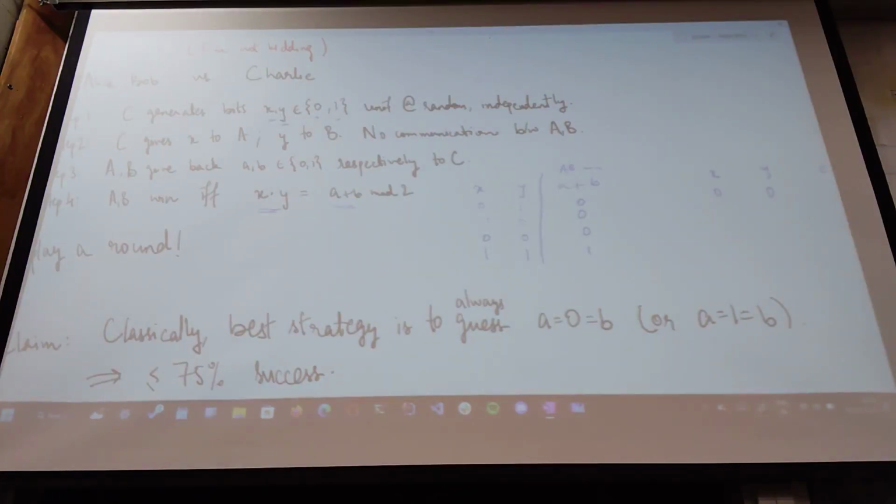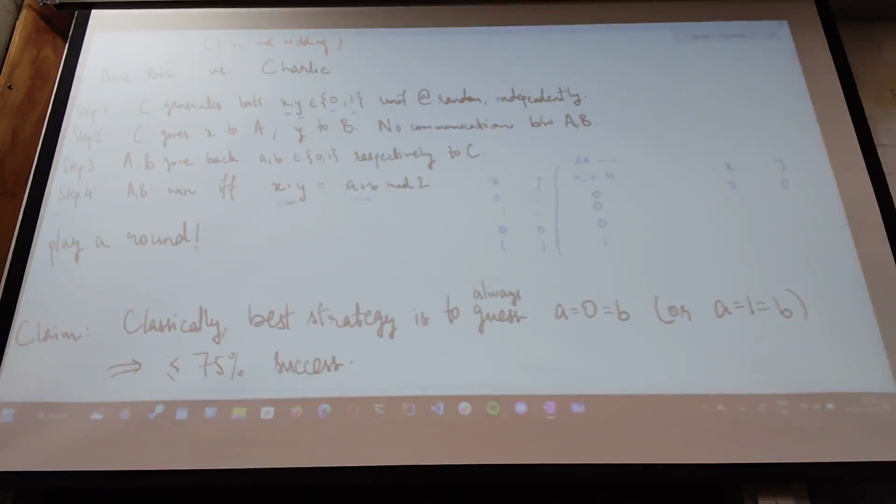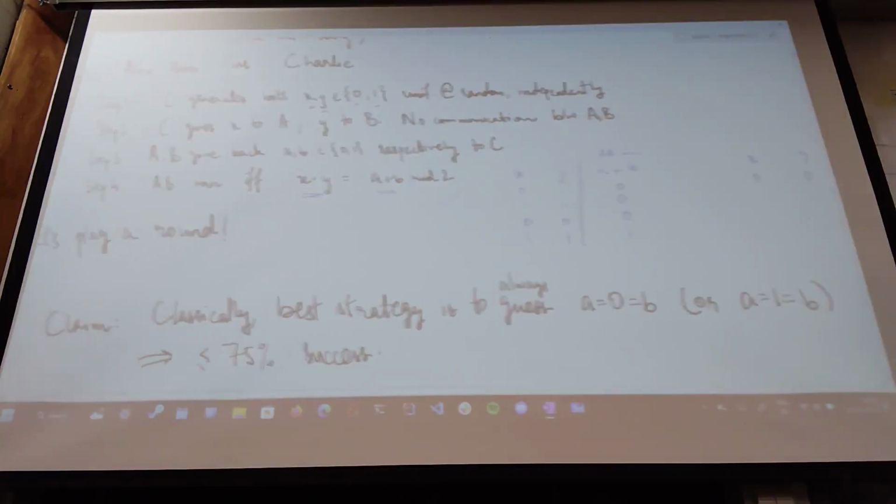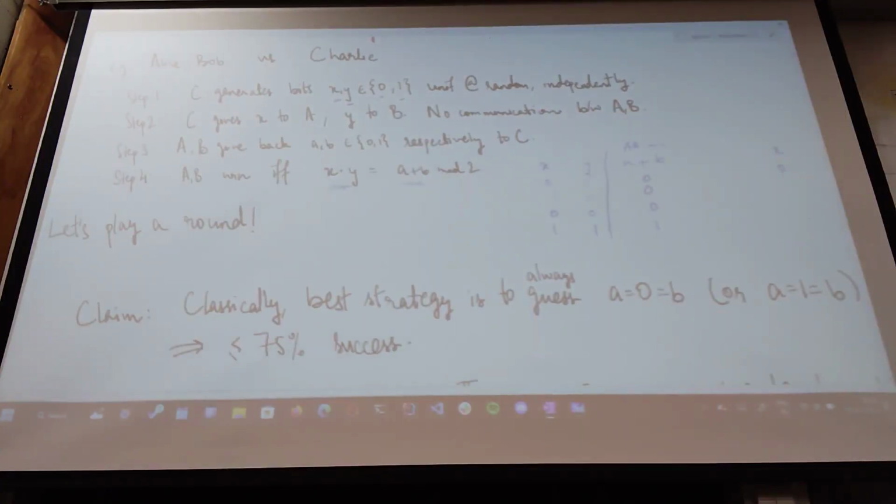And I'm Charlie, so I guess I get to decide who wins. Okay, so classically, I guess the best strategy for Alice involved is to always guess 0 or to always guess 1.